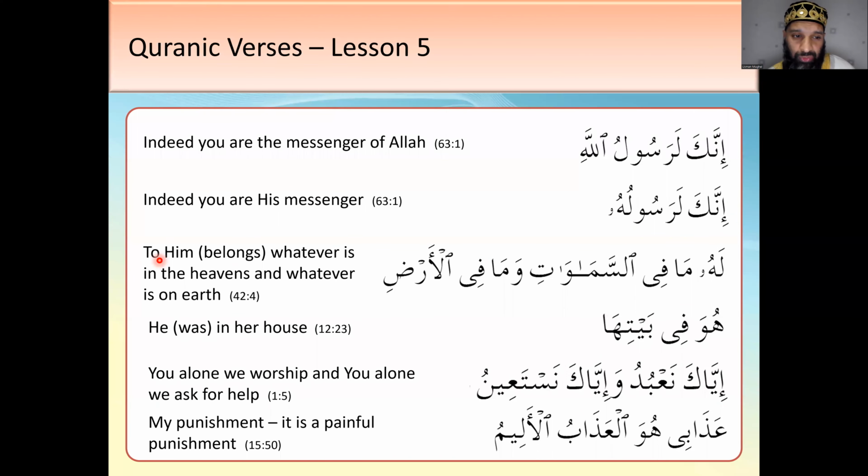Good question. The lam with the fatha, this lam of emphasis, isn't a preposition. The preposition would have been with a kasra. This is a lam of emphasis, it doesn't change the case.